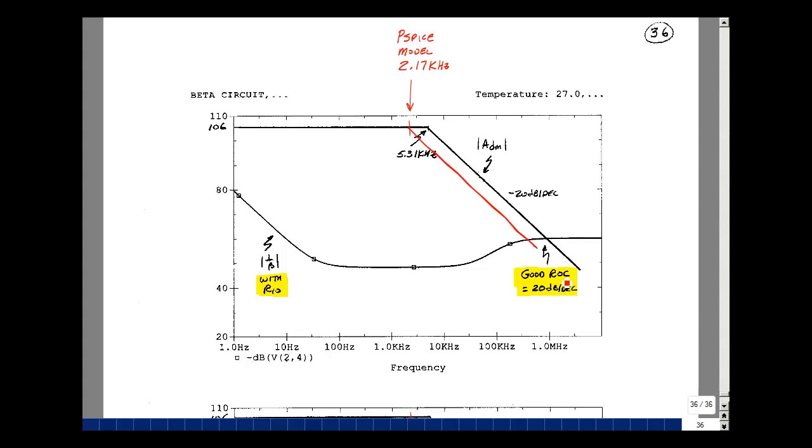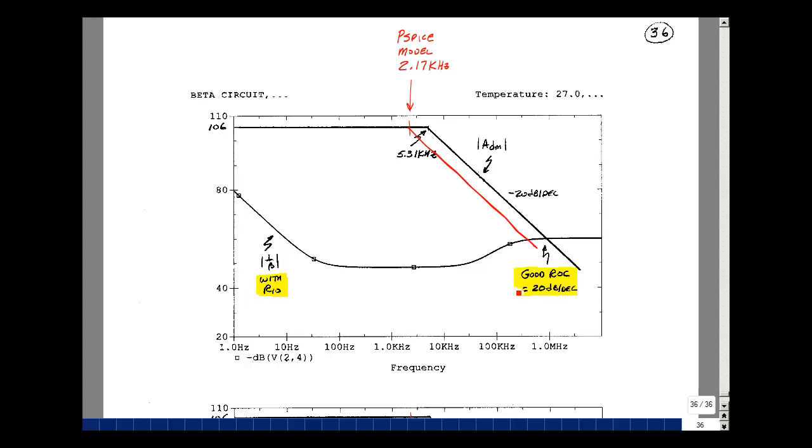Now the actual SPICE model had a pole at 2.17 kilohertz. That's going to move this over a little bit. And likewise too, that has a good rate of closure. So when we did the simulation without this added network, we got a good result. And so that's consistent with that.